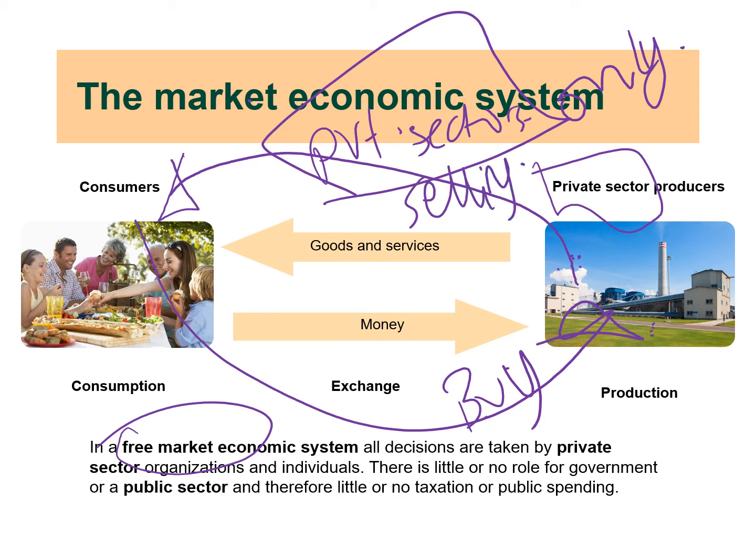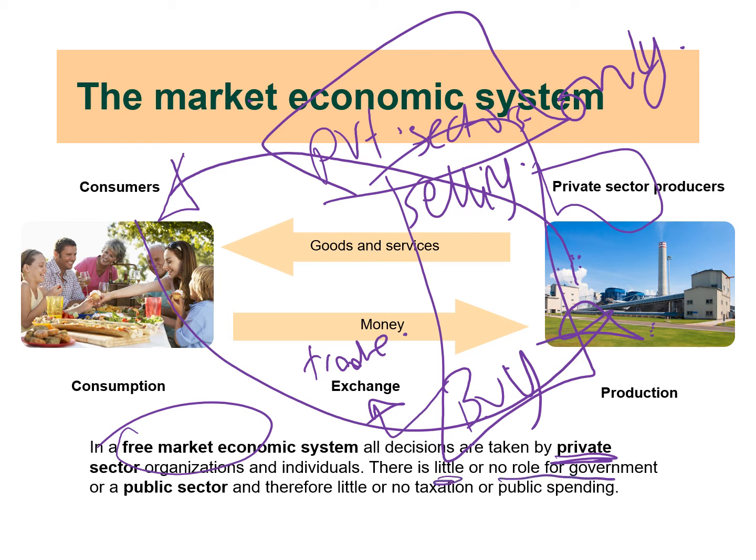Remember, we took this in Unit 1. When we are talking about buying and selling of goods and services, this means we're talking about something called exchange or trade of goods and services. Now let's see what the definition of a free market economic system is. In a free market economic system, all decisions are taken by the private sector. So these three questions are answered by the private sector, and there is little or no government intervention. The government is also the public sector.